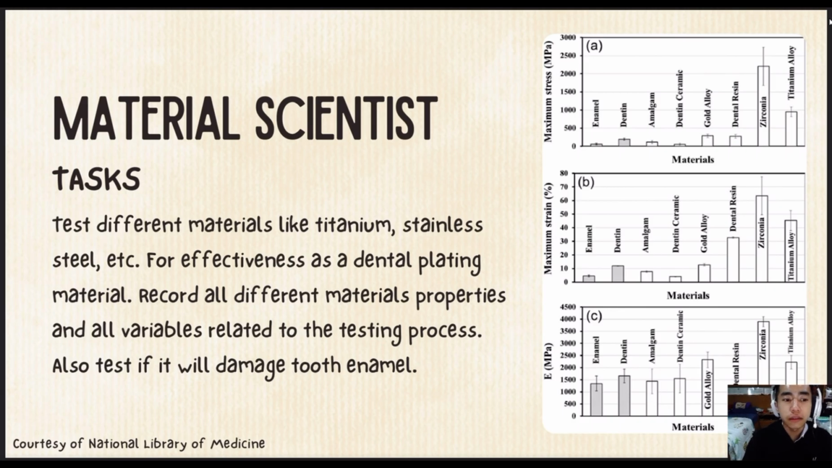So as a material scientist, I am going to be tasked with testing different materials such as titanium, stainless steel, etc., for their effectiveness as a dental plating material. I will have to record all the different material properties and all variables related to the testing process. I also have to test if it damages the tooth enamel when scratched. This is the chart where we see the hardness of all the materials. I have to test all of that and record all of it.